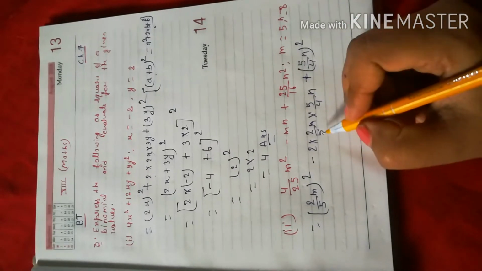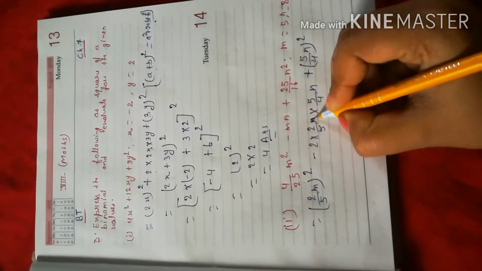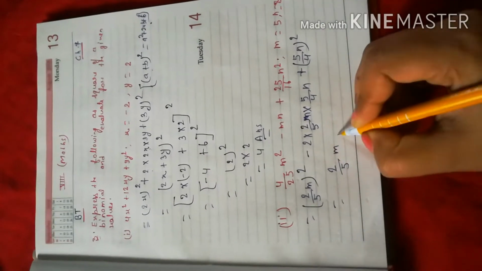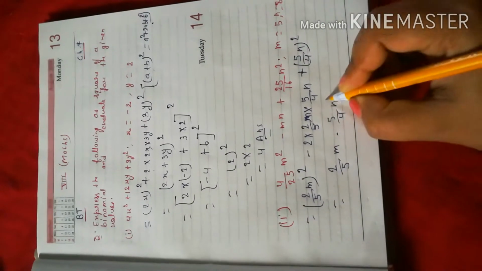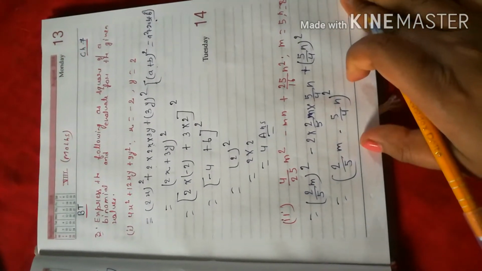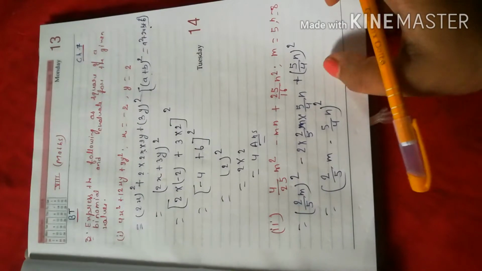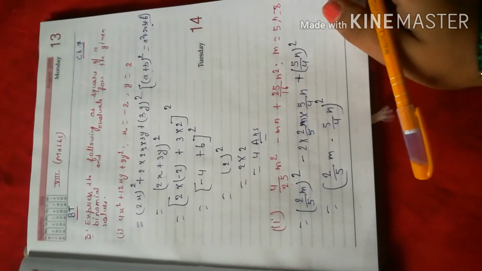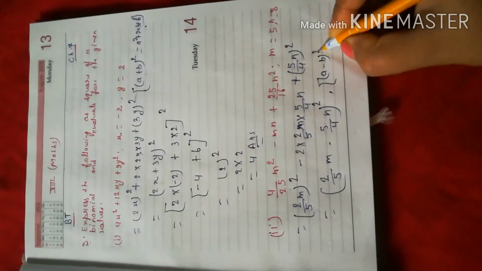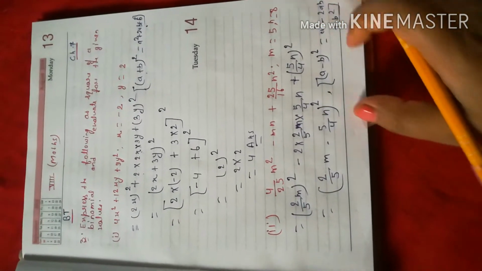Here you can see 5 will be cancelled, 4 will be cancelled, then m into n is left. So we can write it in the form of 2 by 5 m minus 5 by 4 n whole square. Now we will put the values. Here you can write the identity also: a minus b whole square equals a square minus 2ab plus b square.